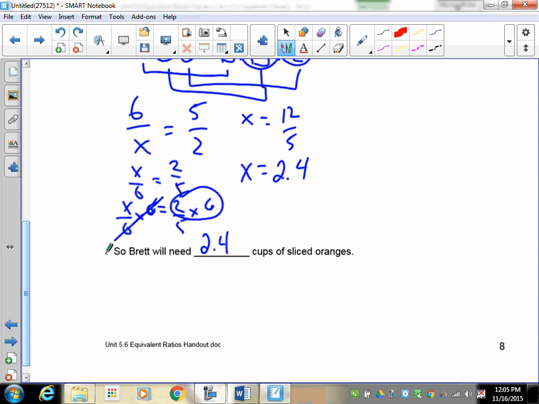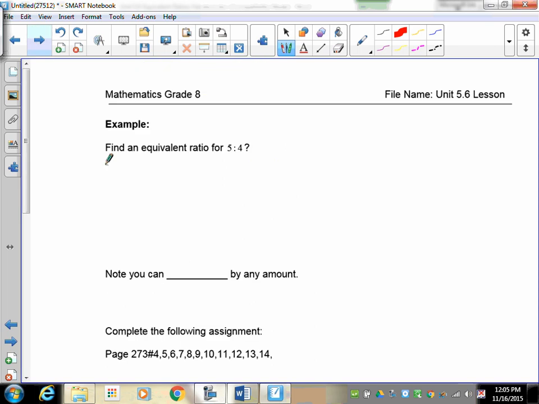Let's take a look at the next example on the next page. Find an equivalent ratio for 5 to 4. So I want you to try that one, please. Pause the recording and go at it.